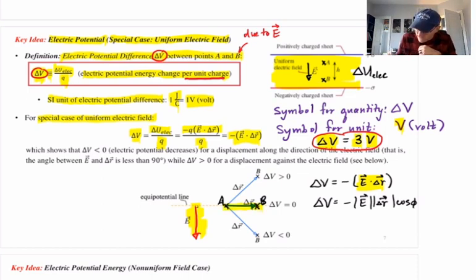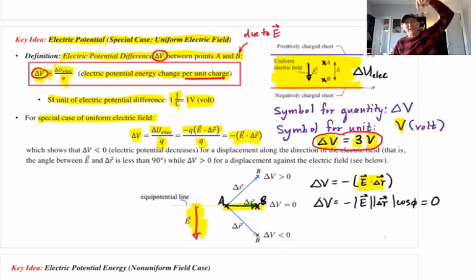And the cosine of 90 is 0. So I get a delta V equal to 0. The potential difference between points A and B is 0. And since the uniform electric field points straight down everywhere, that's true if point B is anywhere on this horizontal line. That means the horizontal line is an equipotential line.